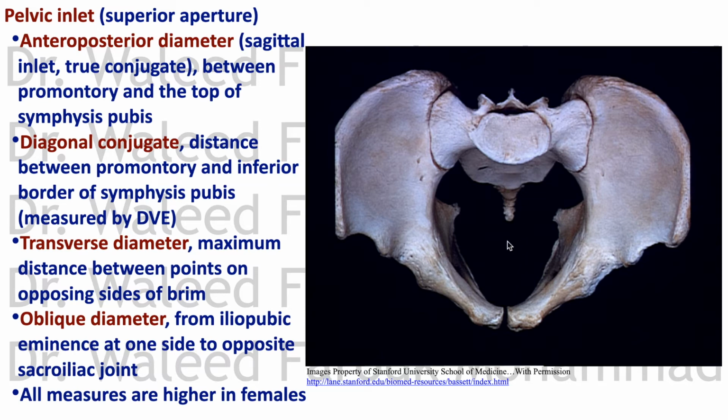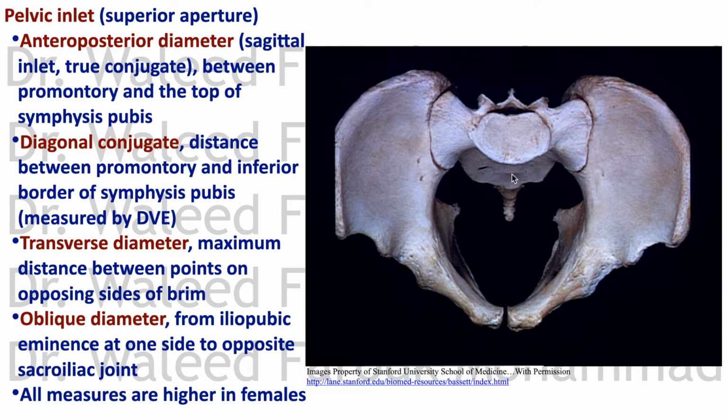Like the anteroposterior diameter, it's called the sagittal diameter, sagittal inlet, or the true conjugate, between the sacral promontory and the upper border of the symphysis pubis. This is the anteroposterior or the sagittal diameter. The sagittal one, anteroposterior, we call the true conjugate.